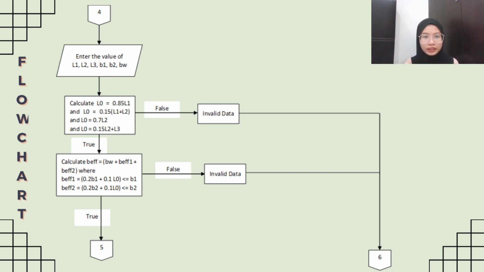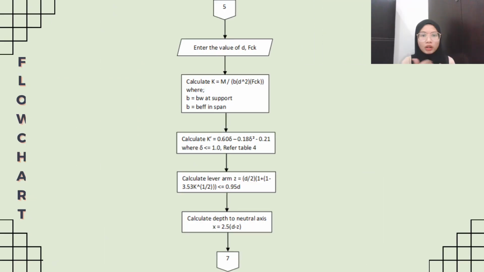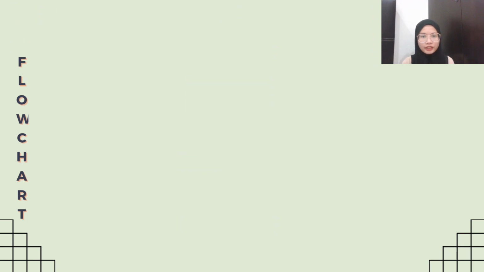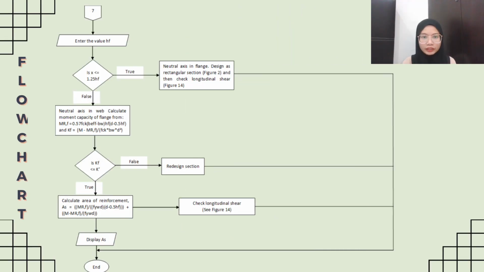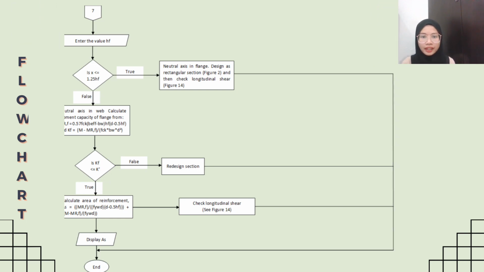So, if all the considerations are approved, then the user can continue to the next step, but if there is something wrong, the output displays invalid data. Next step, we display all of this formula and the user just enters the effective depth and characteristic cylinder strength of concrete. After the user gets the value of X, the user must put in the last value, which is flange thickness. And if true, we display design at rectangular section and then check longitudinal. But if false, the user must follow this flow to get the final answer.